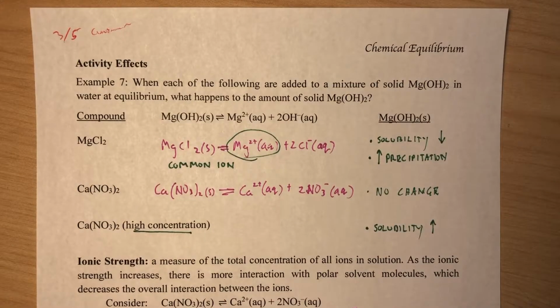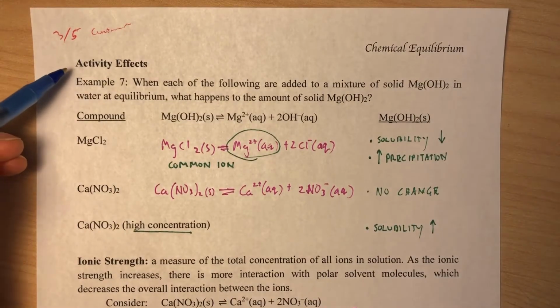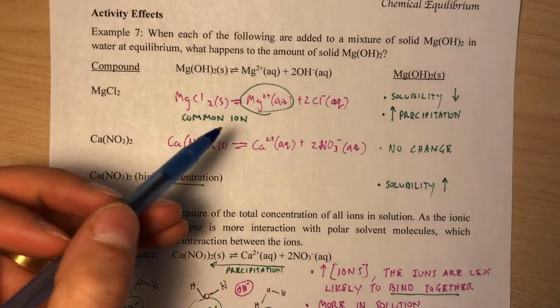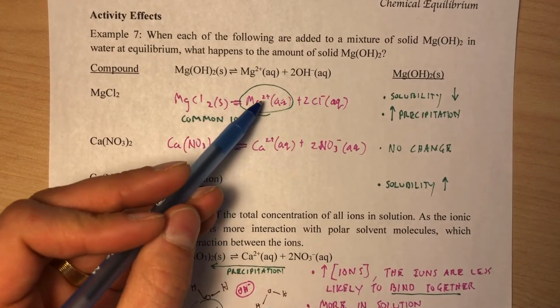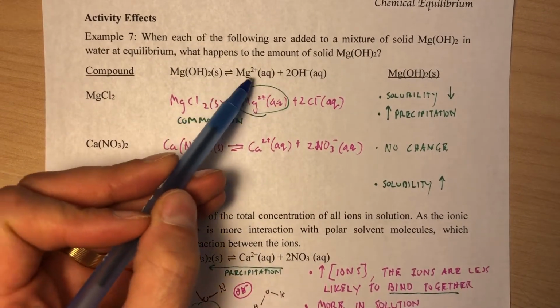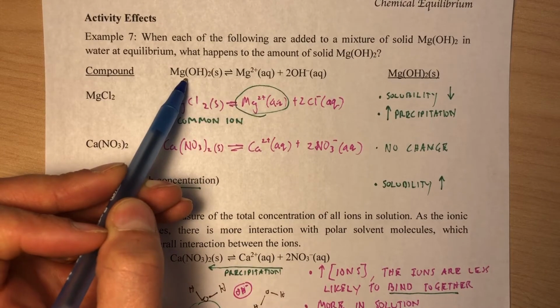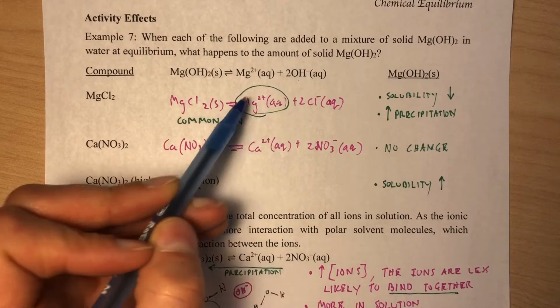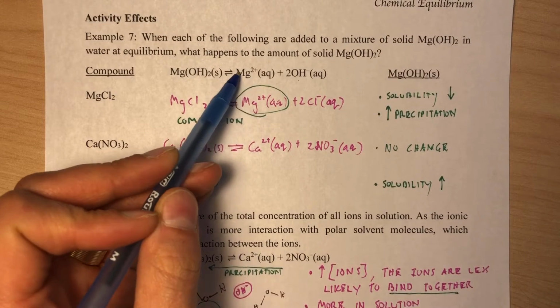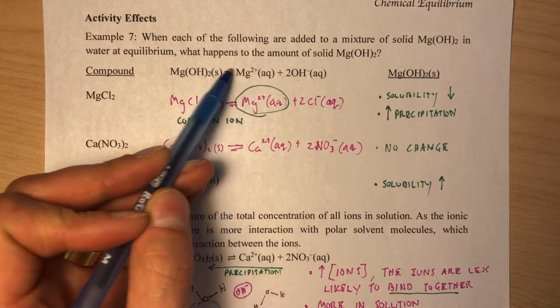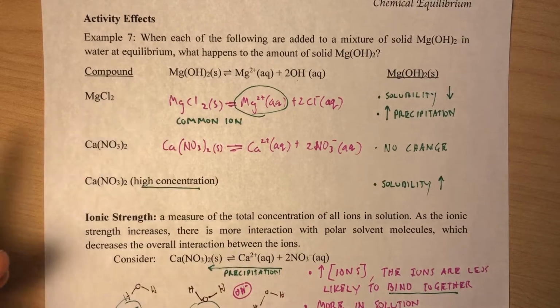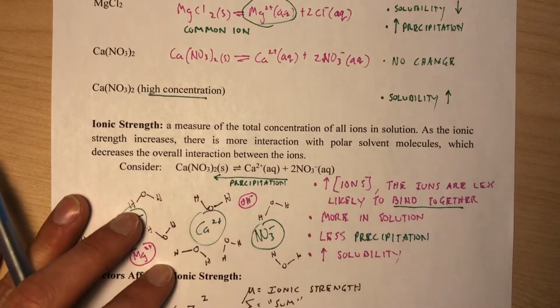Hello class, we're going to continue today talking about activity effects. From the last class we summarized that if we had a common ion with an equilibrium containing magnesium hydroxide, magnesium ion, and hydroxide ion, that common ion would be present as one of our products and would shift the reaction back towards the solids, causing a precipitation.